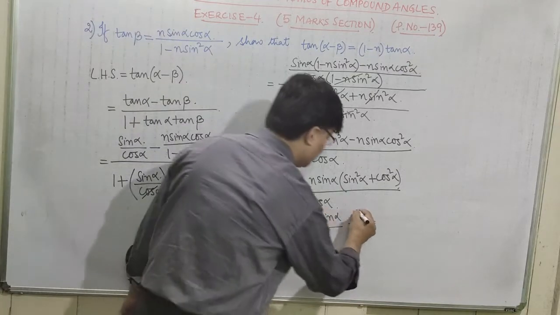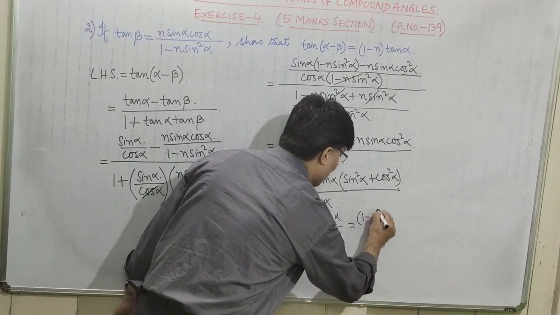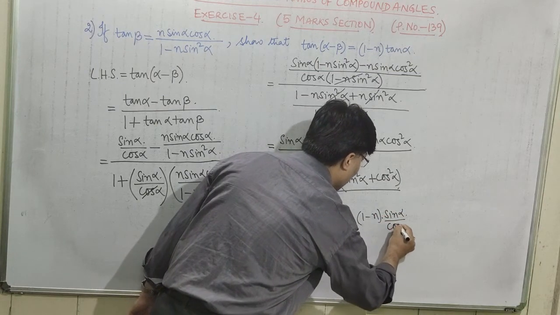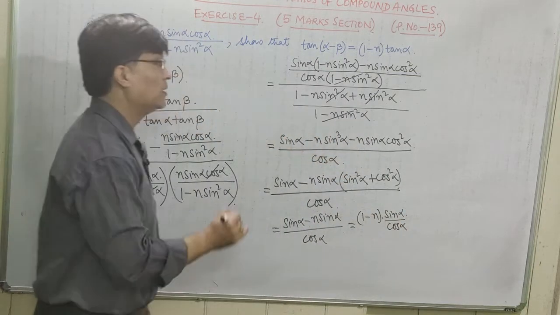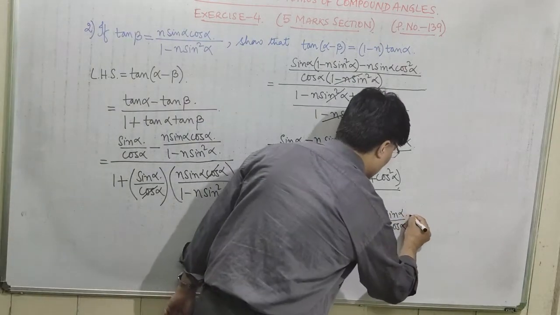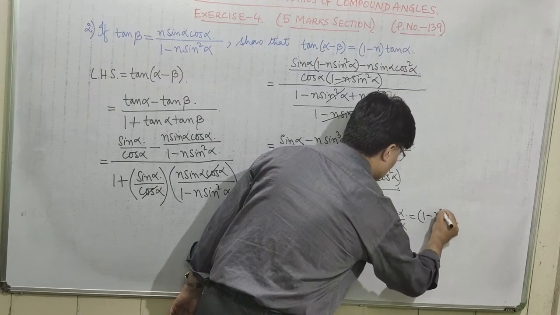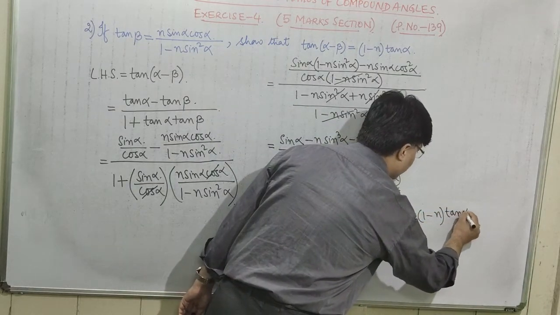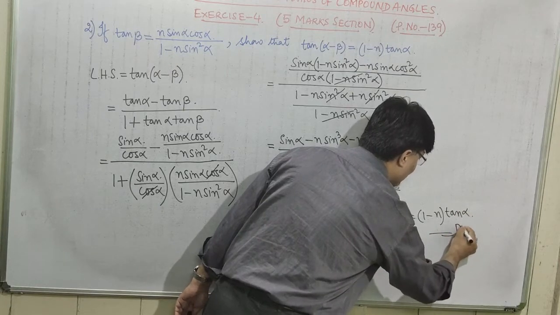So next, in the numerator, what is common there? Sine alpha. So we have within bracket 1 minus n into sine alpha divided by cos alpha. So now what is sine alpha by cos alpha? That is your tan alpha. So it is 1 minus n into what is sine alpha by cos alpha? That is your tan alpha.